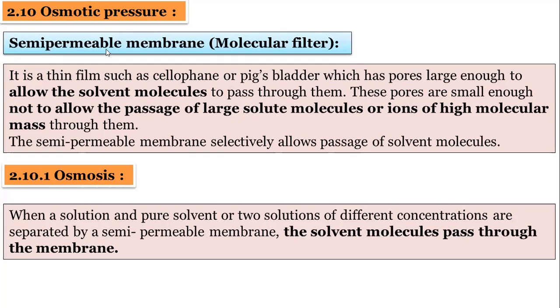So we will start with semi-permeable. Semi means half, and permeable means permission. The semi-permeable membrane is a thin film, such as cellophane. Cellophane is an artificial material, a polymer-type material prepared from cellulose and wood pulp. So it is a thin film such as cellophane or pig's bladder. I'm not explaining the pig's bladder in detail because students know what a pig and its bladder are.